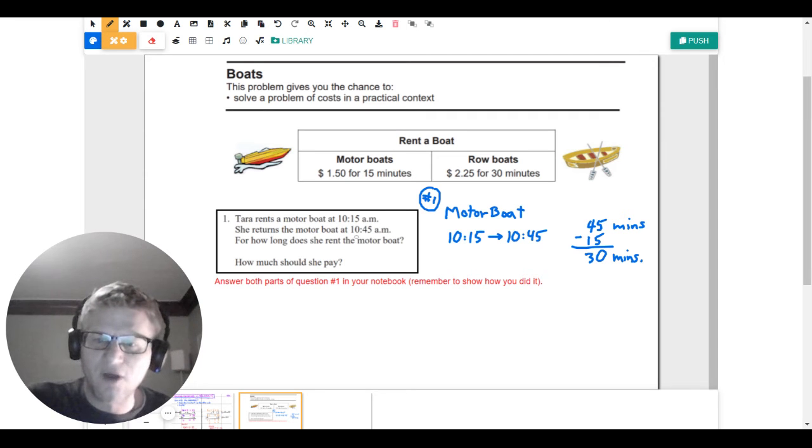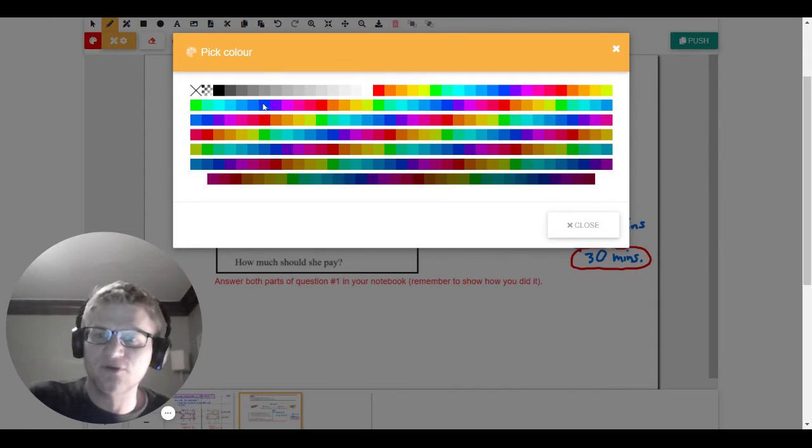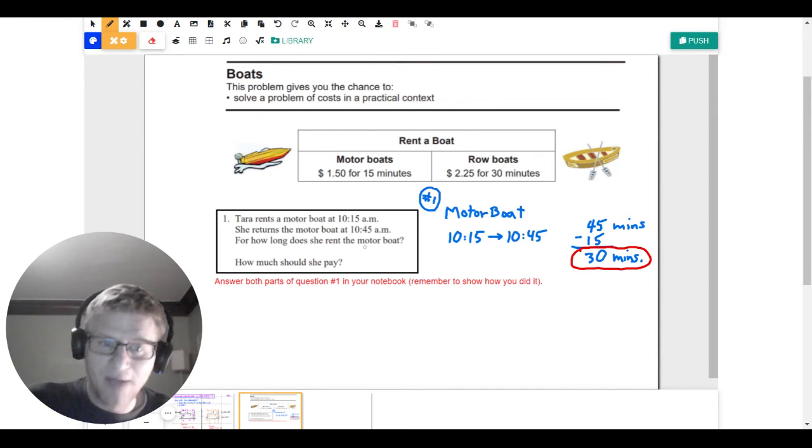So how long does she rent the motorboat? 30 minutes. That would be your answer. And what I would do on your notes is, when you get the first answer, you would circle it. I would put a little box around it and be like, okay, 30 minutes of renting the boat. Notice that I called it out in minutes, so it's really clear. And then I'm going to say, how much did it cost? So let's go back to our blue. And how much should she pay?